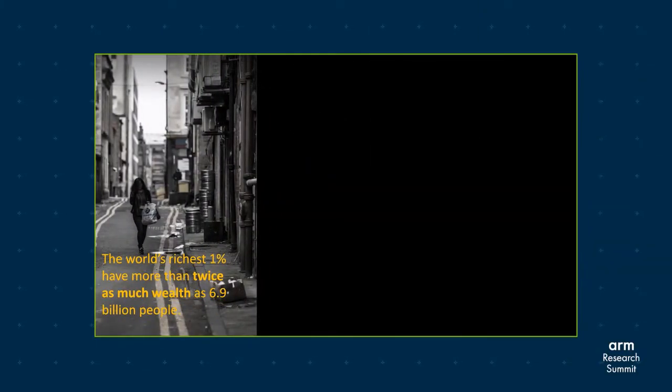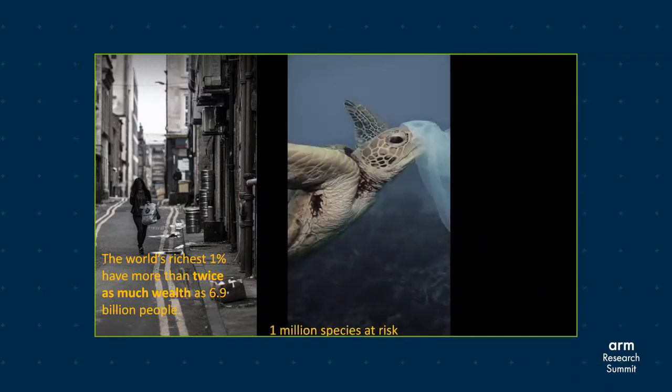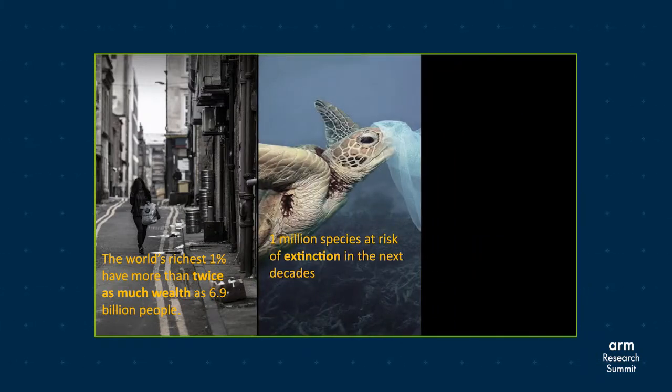Just to give you a few statistics around each of those, if we look at social inequality, in the UK, social inequality is severe. Globally, it's extreme. The richest 1% of the world's population has more than twice as much wealth as 6.9 billion people. In terms of our natural world, it is estimated today that 1 million species face extinction in the coming decades.